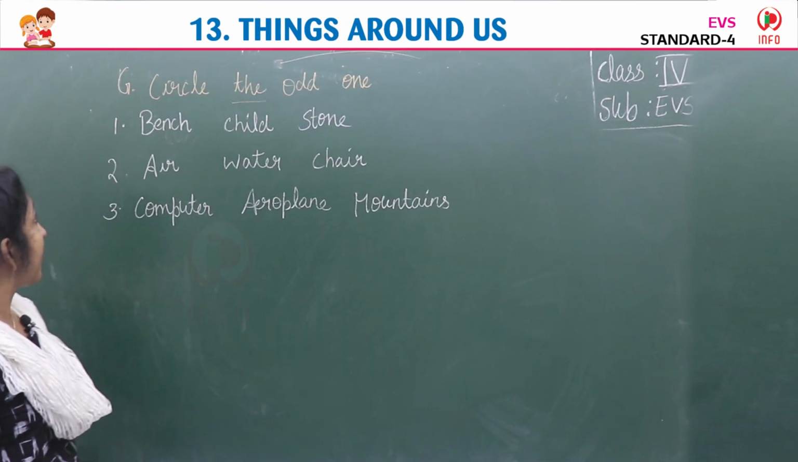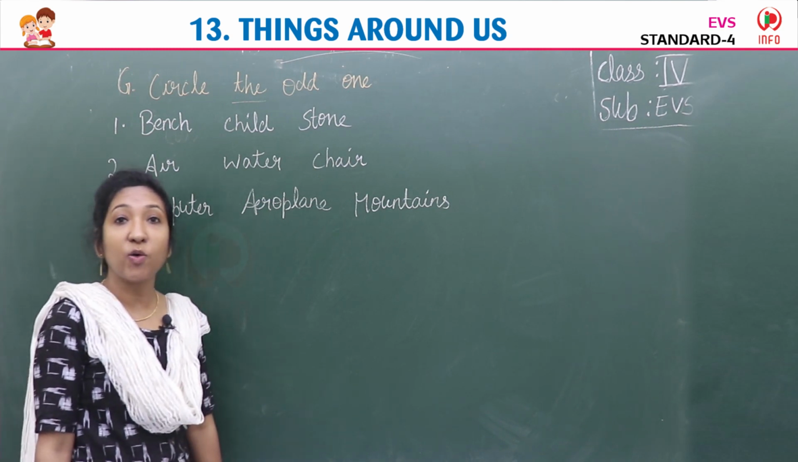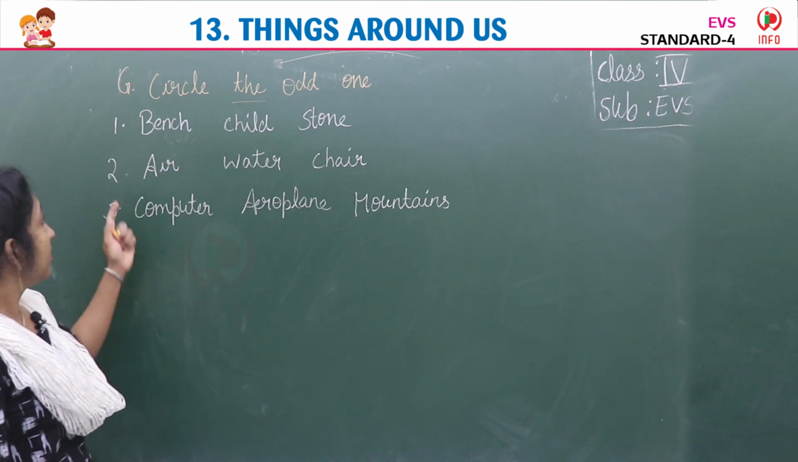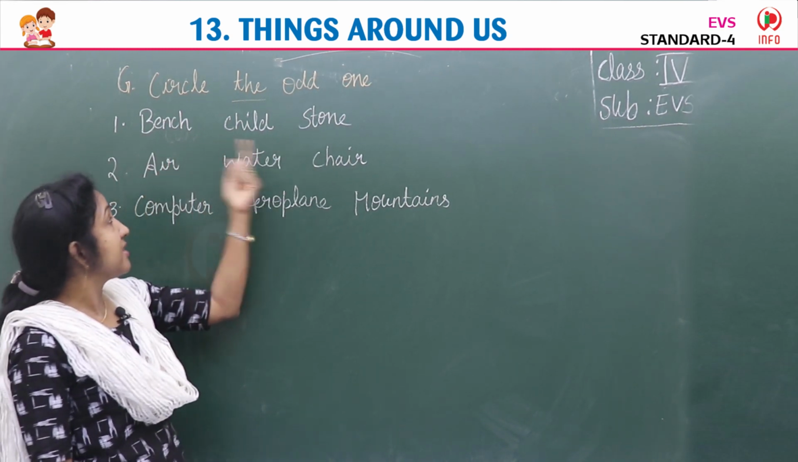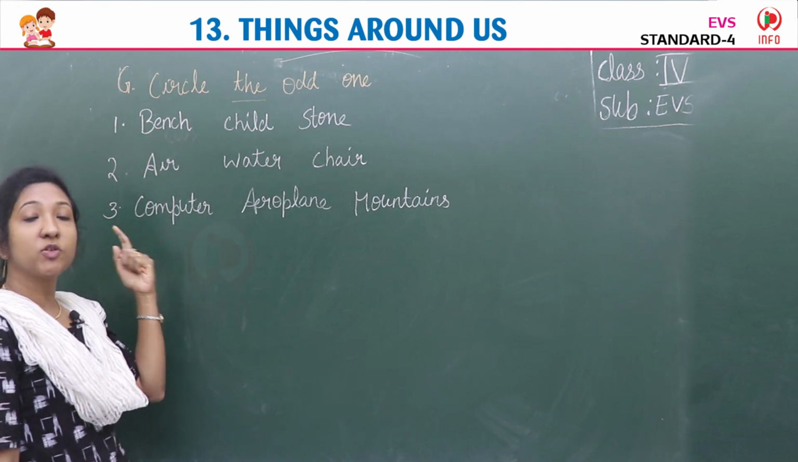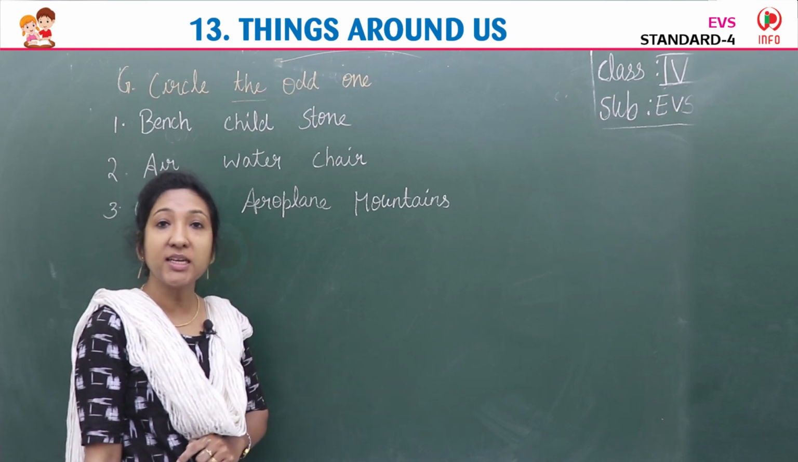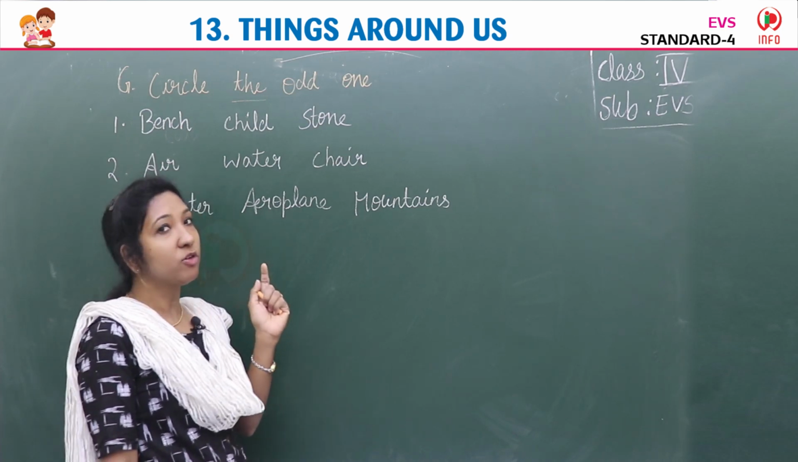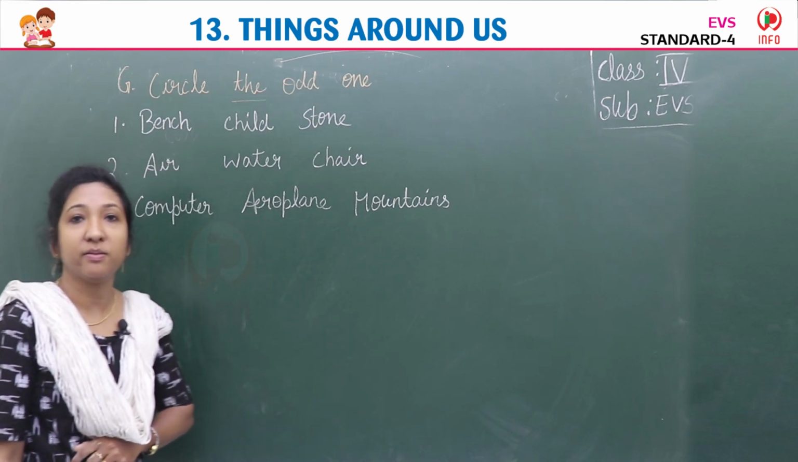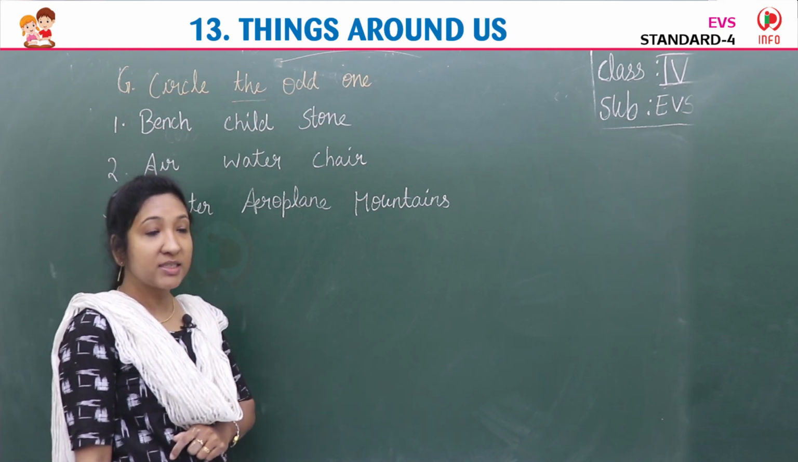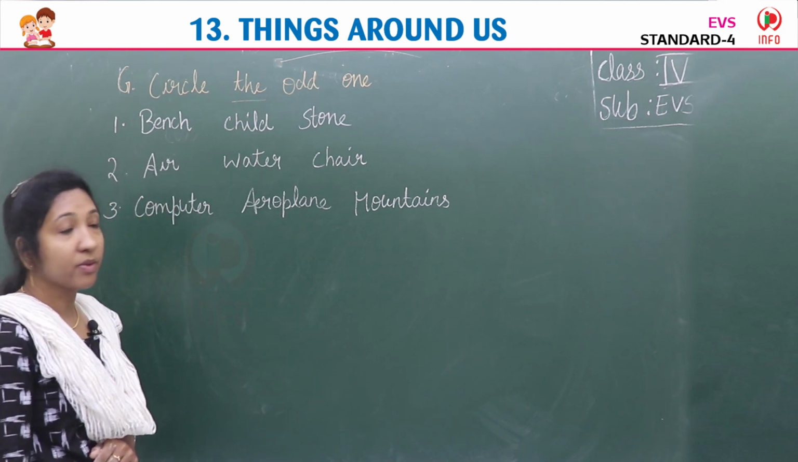Children, next exercise. Exercise G, circle the odd one. So here they have given 3 words in each question. You have to circle the odd one, which is the odd one. And there is a hint given in the textbook. You have to read it and you have to circle the odd one, odd word. Okay. So first hint given is living things.